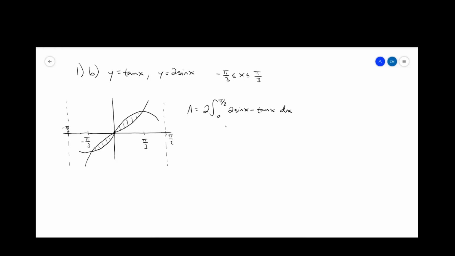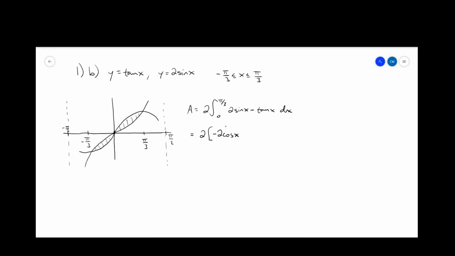Okay, so now we just need to find our antiderivatives. So we're going to get, what is the antiderivative of sine? You guys remember that? Negative cosine, right? Negative cosine, yep.